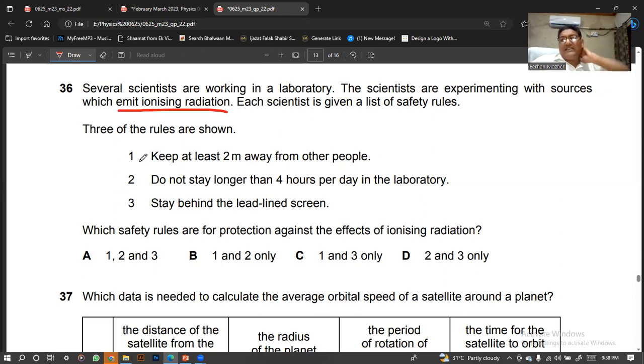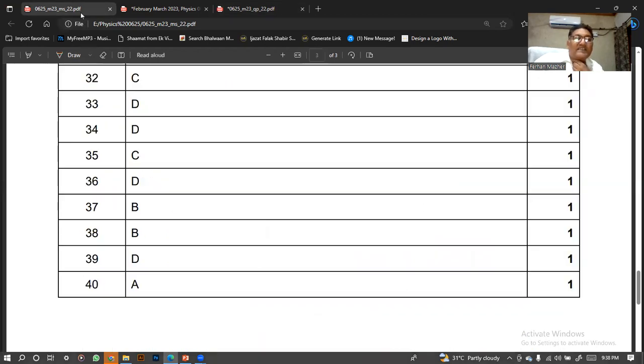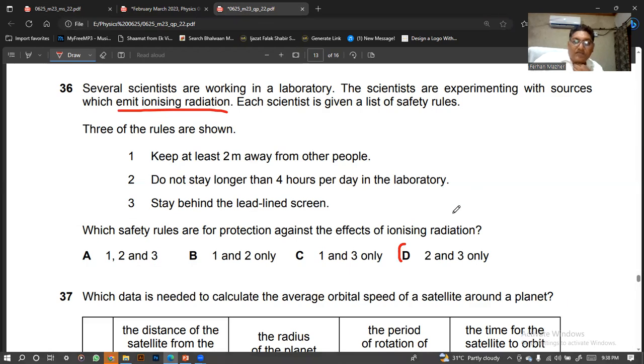One, I don't think that you have to stay away from your partners who are working with you. 2 and 3 can be the answers. I think D is the right option, sir. But let me check. Question number 36, D is the right option.